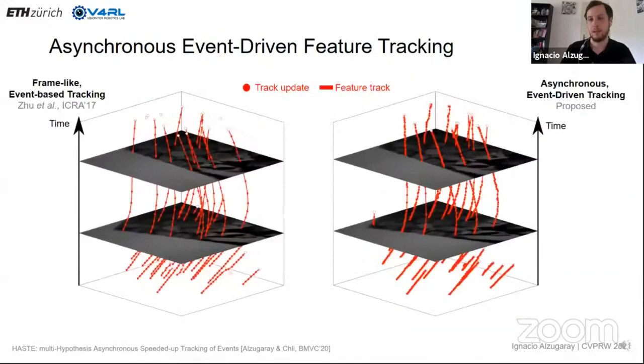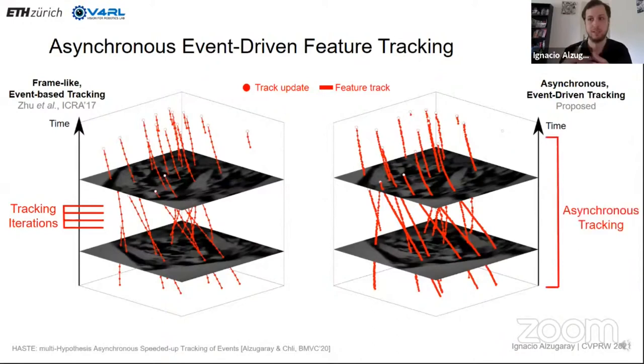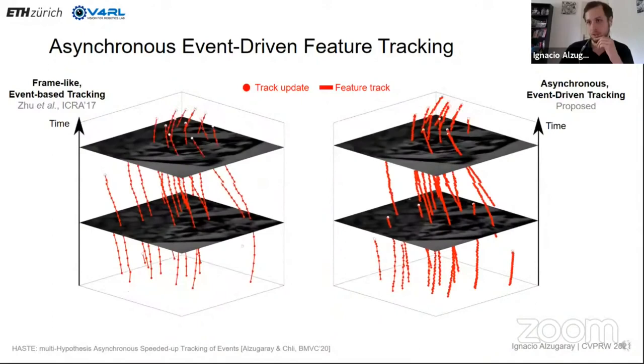And compared to other methods from the state of the art, for instance, this is from Sue, I think he's among the listeners here. You can see that the majority of the methods still do some kind of batches, and they process the data as in frames or artificial batches, and they create tracking iterations, right? Essentially, we are reverting back to some kind of frame-like processing. In our case, we are advocating for a fully asynchronous tracking method that profits directly from the way that data is generated. And you can update the tracks exactly the moment that the event has been generated without any delay.